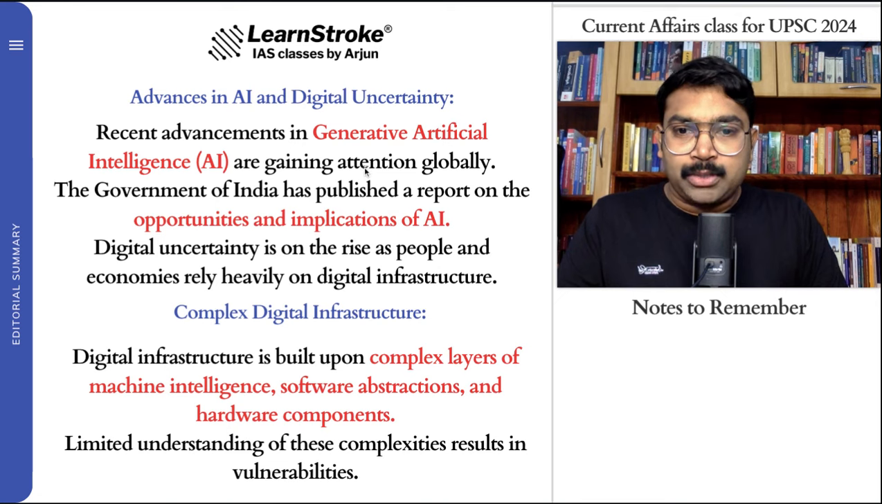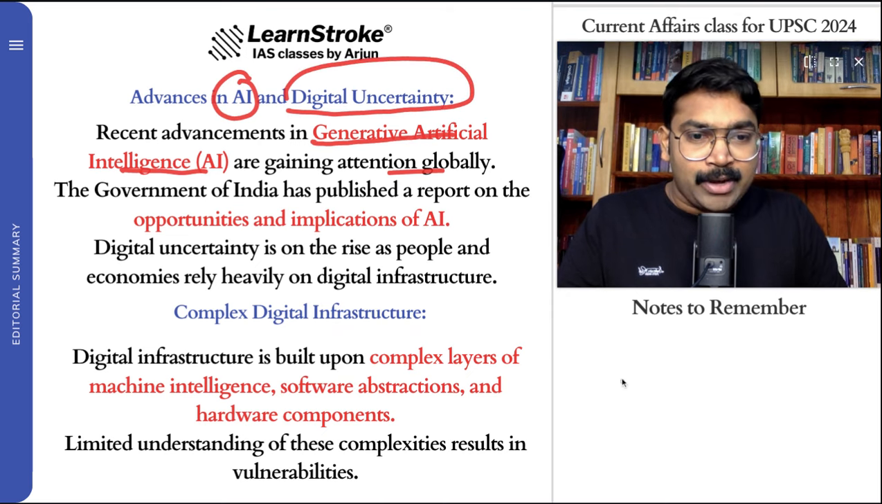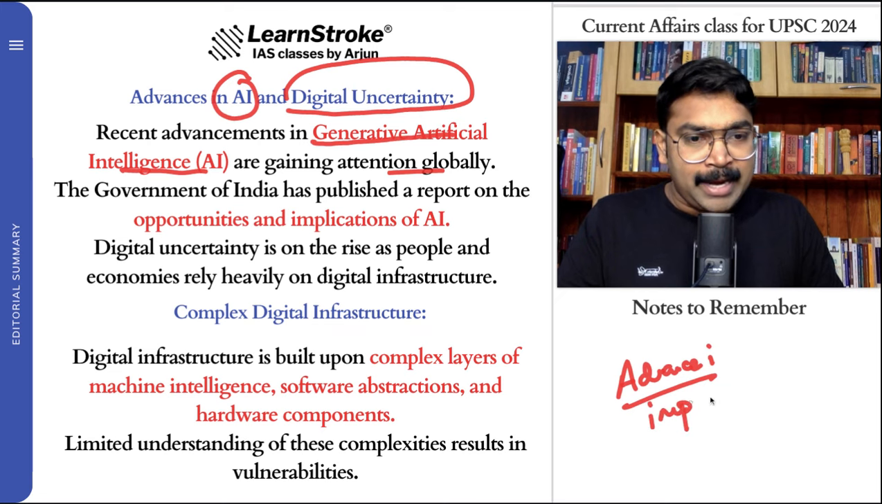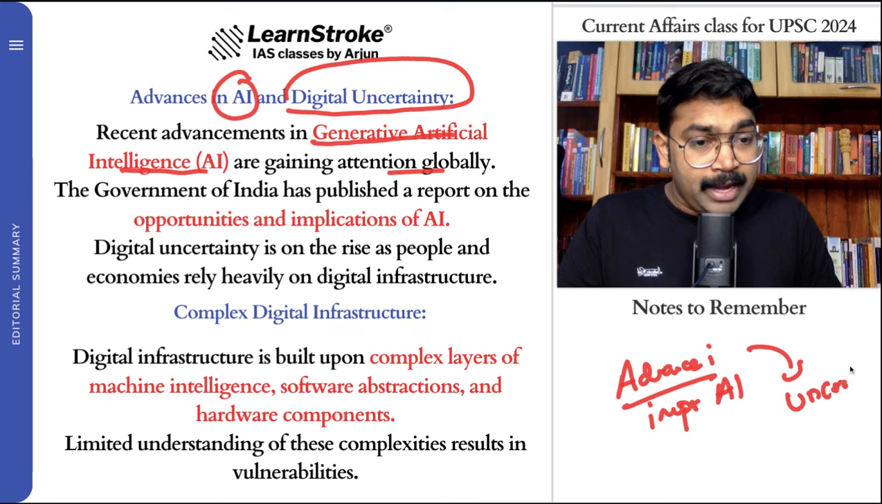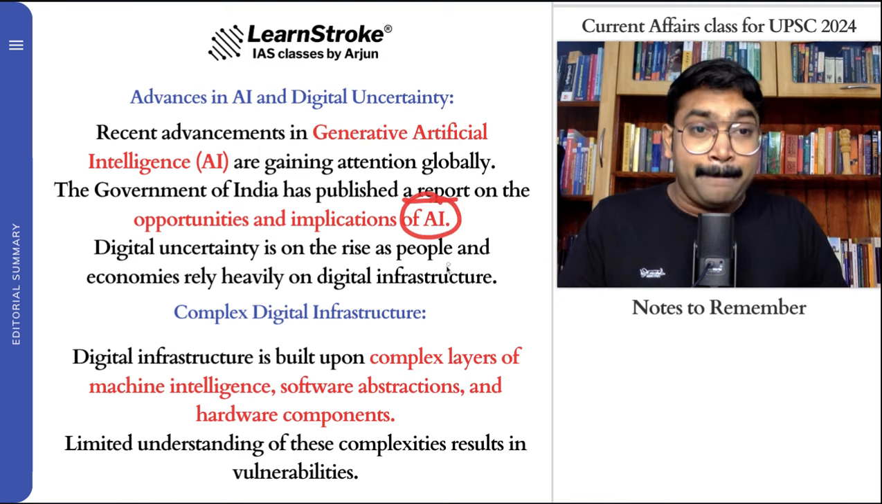Let's quickly move on to generative artificial intelligence. It's getting more international attention. Definitely, there are a lot of advances in AI, which means improvements. At the same time, you're also having problems and uncertainty in AI. Recently, the government of India published a report on the implications of AI. It's going to be a big challenge living in this world which is dominated by AI.